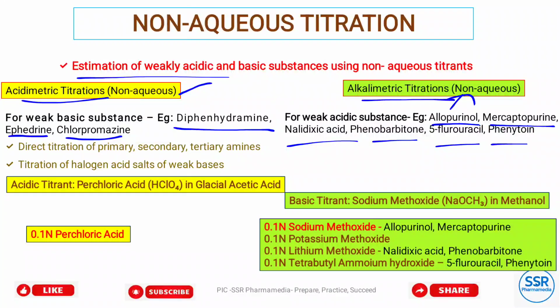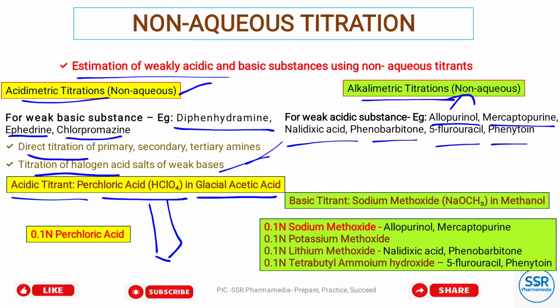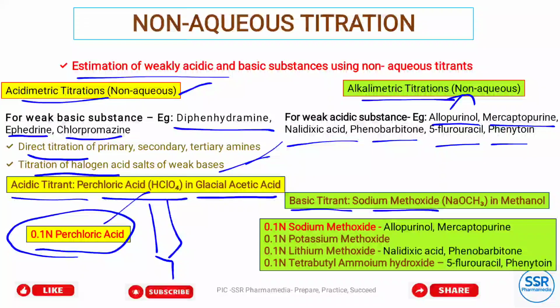In acidimetric titration, direct titration of primary, secondary and tertiary amines is done to determine purity. Titration of halogen acid salts of weak bases is also done. In acidimetric titration, perchloric acid in glacial acetic acid is used as the titrant, that means the burette solution, and 0.1N perchloric acid is preferably used. In alkalimetric titration, sodium methoxide in methanol is used as the burette solution.